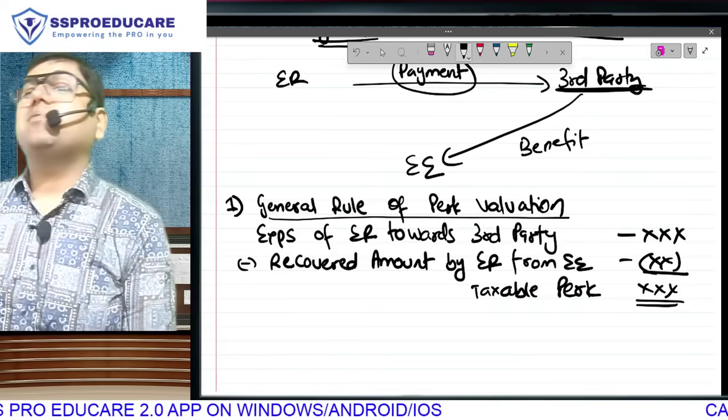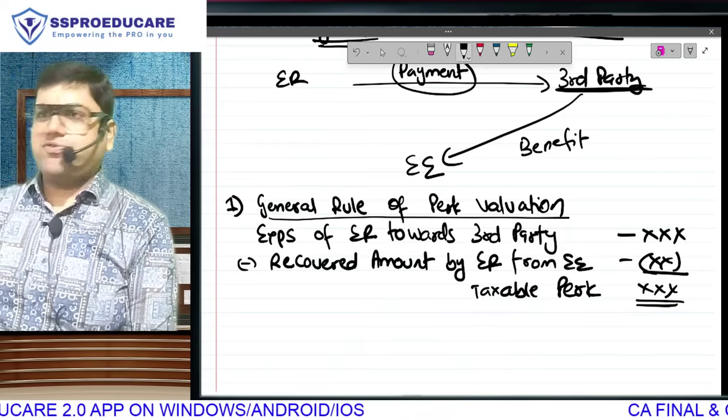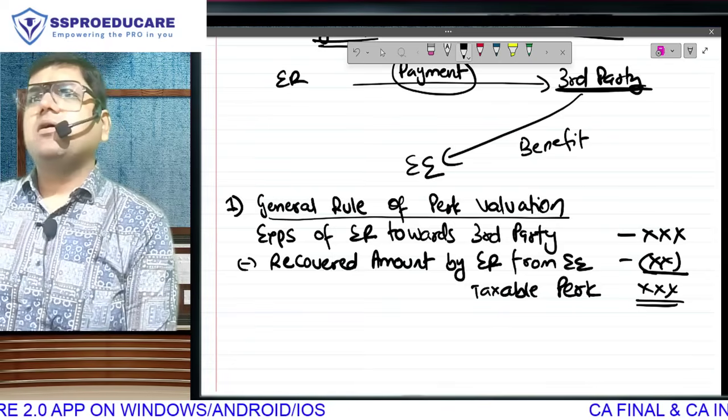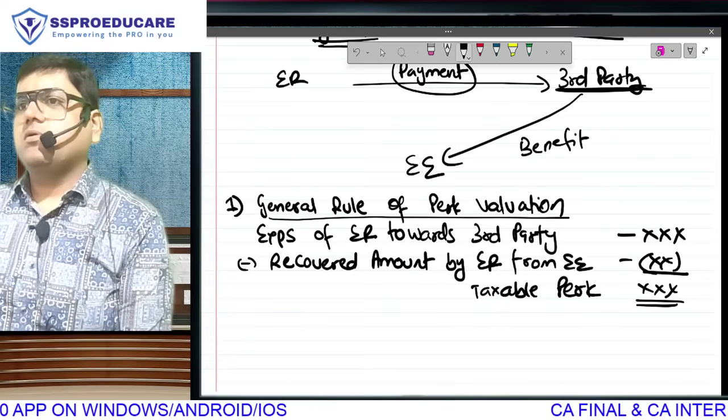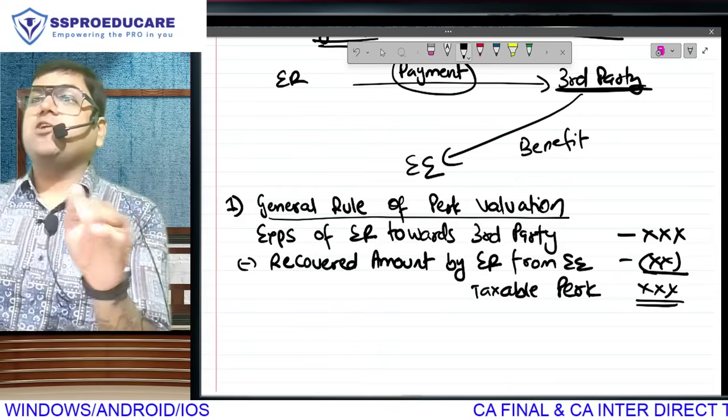Problem is that the house's monthly rent is 1 lakh. Now boss's budget was how much? 80,000. Boss says no problem, I will pay maximum 80. Where will the remaining 20 come from? Recovered from employee. Now one option is boss pays 80, you pay 20.